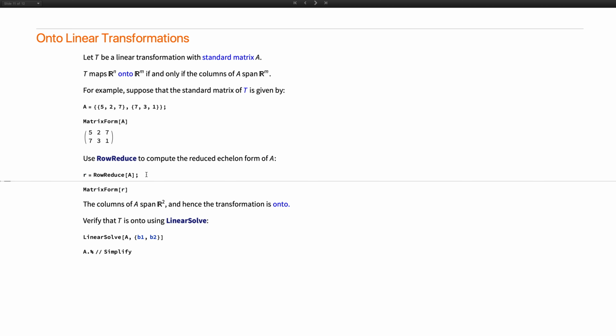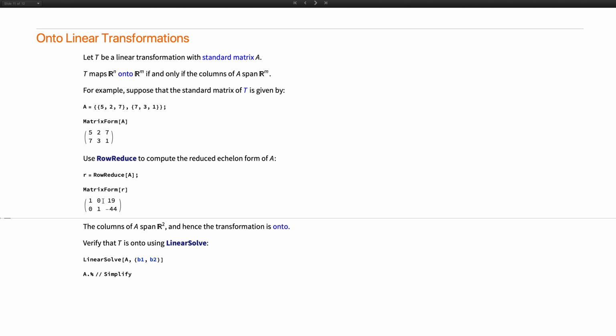Okay, so let's row reduce. That's the matrix form. And you see over here you have 2 independent columns. So the columns of A span the plane, and hence the transformation is onto. Okay, so let's check that with LinearSolve. And you see that for any vector (b1, b2), you actually do have some vector which gets transformed onto it. And you can check the answer, and you see you get back (b1, b2). So checking that something is onto is quite simple if the transformation happens to be a linear transformation. So one-to-one and onto linear transformations are much simpler than arbitrary transformations of the plane or other Rm.